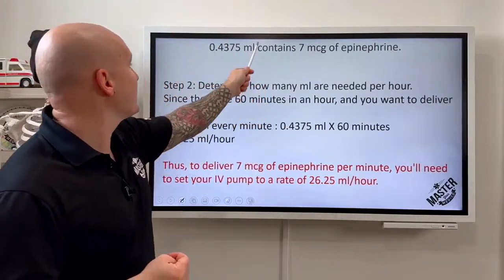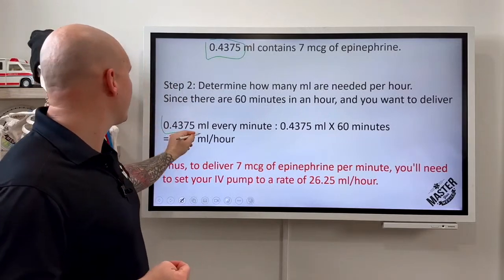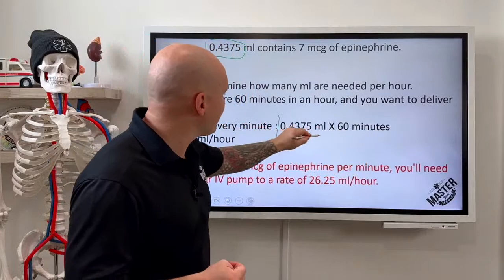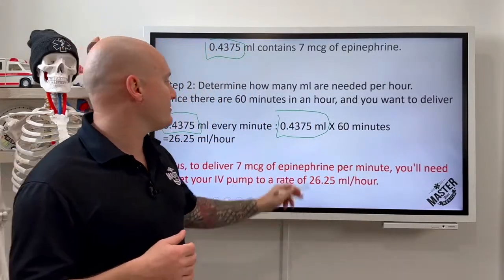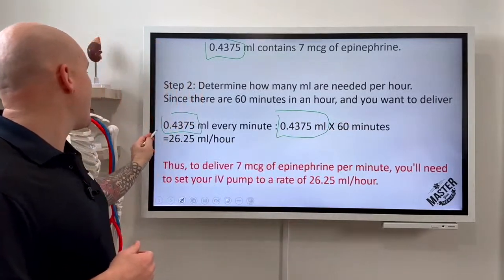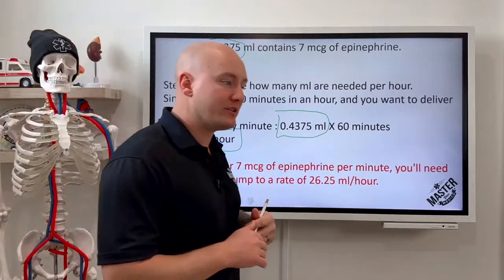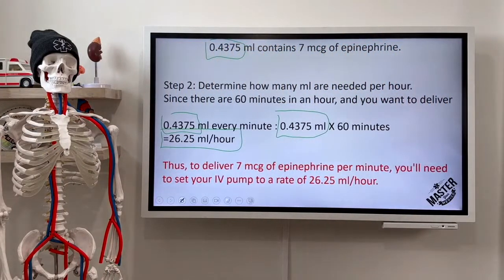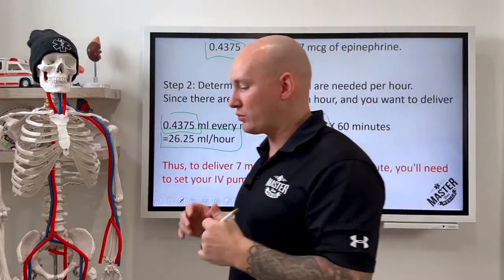And so we're going to take this number here, down here like so, and we're going to times that by 60 minutes because we know we need this amount of fluid every single minute. So let's find out what it is in 60 minutes. Times 60 gives you a flow rate of 26.25 mils per hour to give you 7 micrograms of epinephrine per minute. Okay, that is the concentration, and that's how we get to that dosing or that run rate.